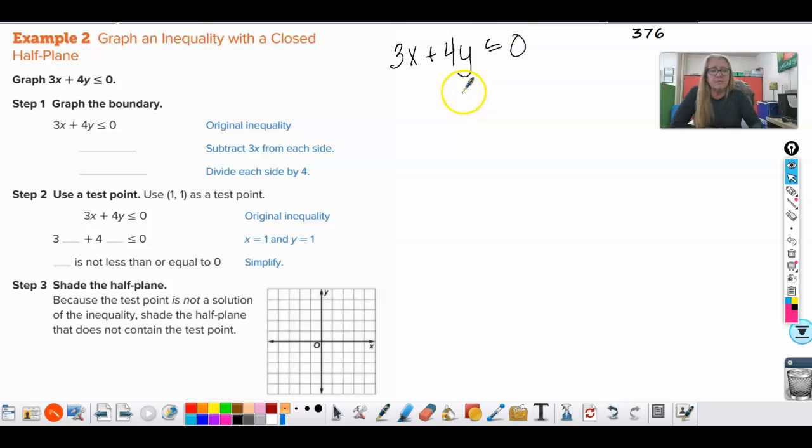Some of the ones I'm going to give you on your paperwork will be in slope-intercept form to begin with, and some will not. These are not. I'm going to subtract 3x from both sides.